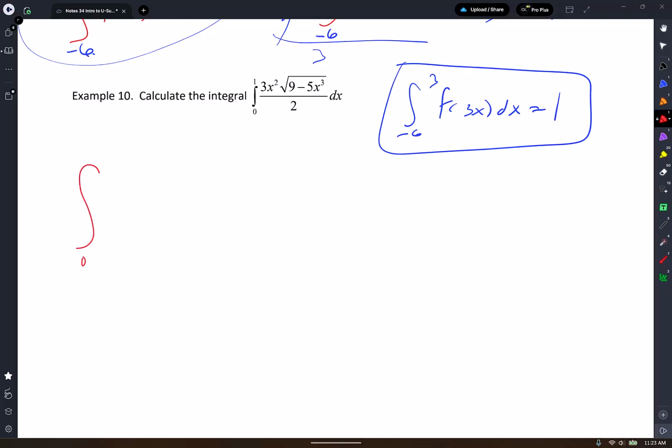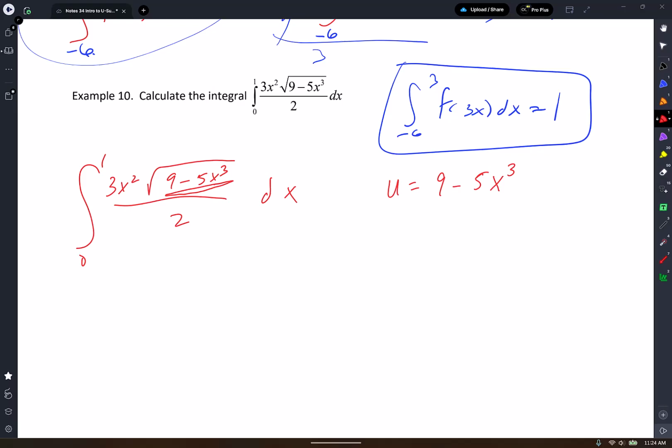So I have the integral from 0 to 1 of 3x squared times the square root of 9 minus 5x cubed, all over 2, dx. It looks ugly. What am I going to make my u? 9 minus 5x cubed, because that has a degree of 3. So u equals 9 minus 5x cubed. Are we still okay? Yes, I have a polynomial with a degree of 3.